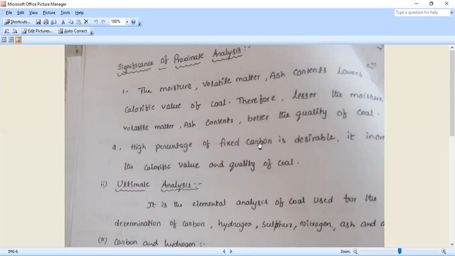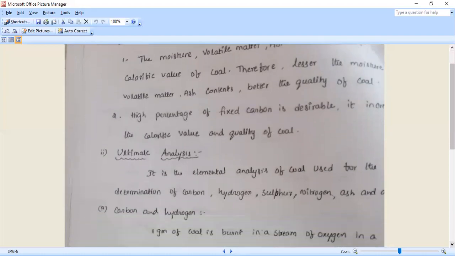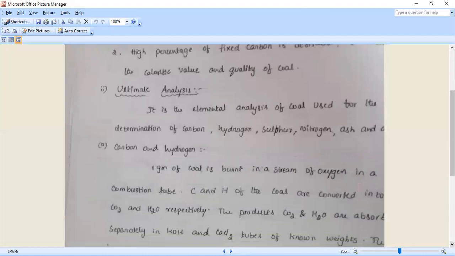Next we go for the second analysis, the ultimate analysis. Here we determine the elements. That's what is called the elemental analysis of coal, used to determine the carbon, hydrogen, sulfur, nitrogen, ash and oxygen content in the coal. Firstly we see the carbon and hydrogen. We take 1 gram of coal and burn it in a stream of oxygen in a combustion tube.